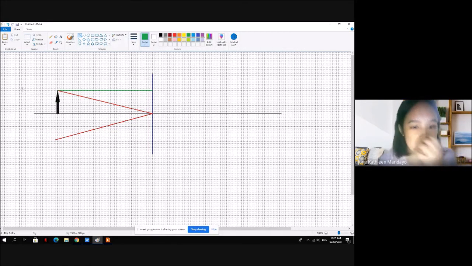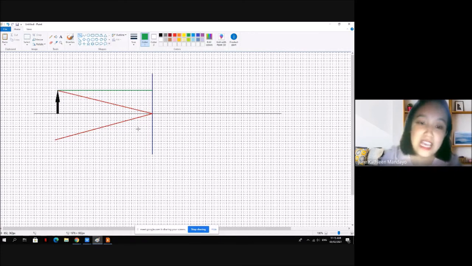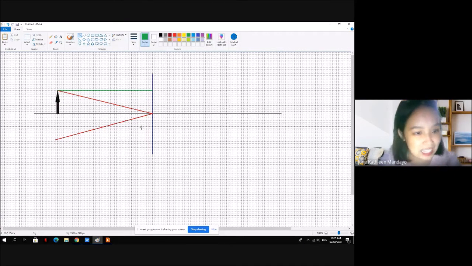So, isang linya lang siya. Parang kumbaga, walang reflection na nangyayari. Kasi same lang yung direction. Same lang yung point na panggagalingan at pupuntahan. Okay po?